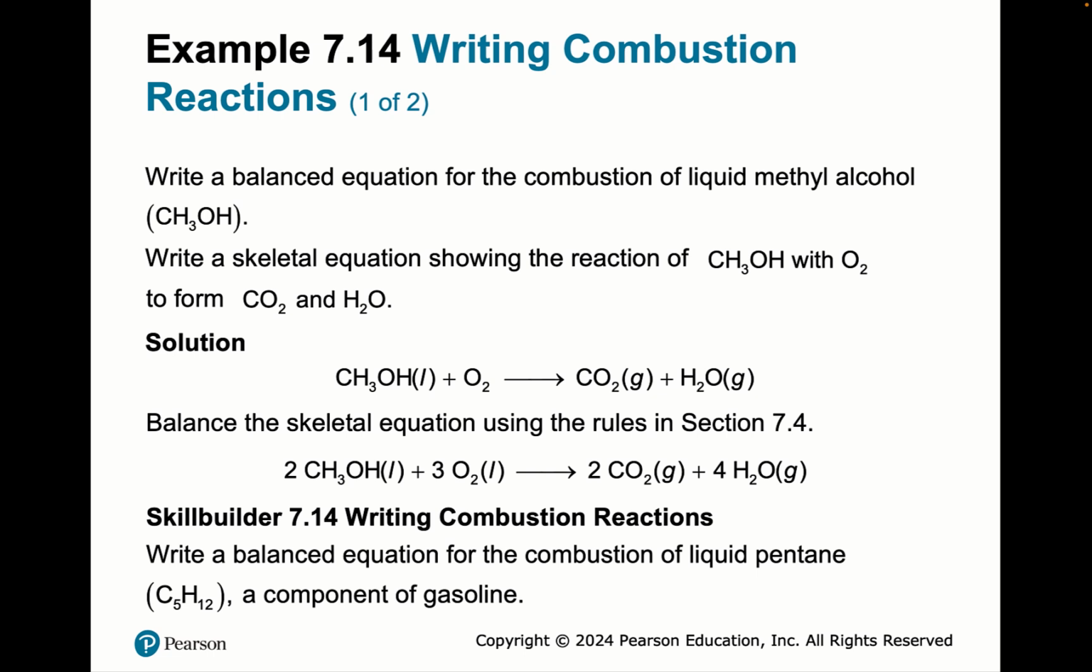So let's talk about writing combustion reactions. Methanol reacting with oxygen to form carbon dioxide and water. So we need to balance this. Starting off, the carbons look initially balanced. There's a 1-to-1 molar ratio for that. That's fine. But now let's look at the hydrogens. There's 4 hydrogens on the left and 2 on the right. So we've got to add a 2 in front of the water.